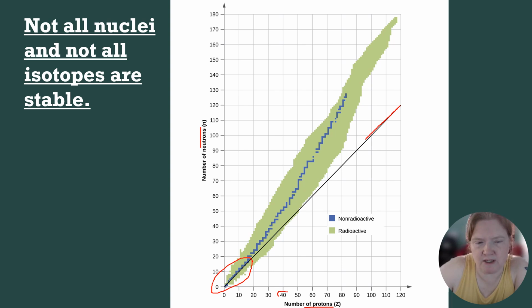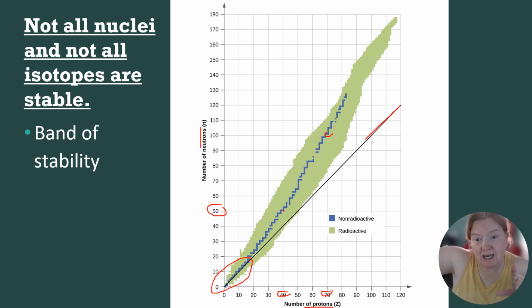So for example, if I look at something that has 40 protons in its nucleus and go up here, it needs around 50 neutrons in order to be stable. Then if I go to 70 protons and go up, it's going to need somewhere around 100 neutrons to be stable. So this whole band is called the band of stability.